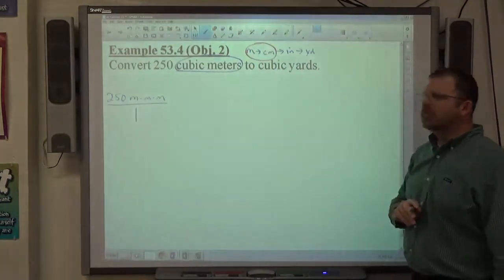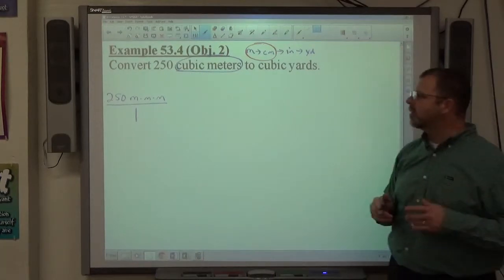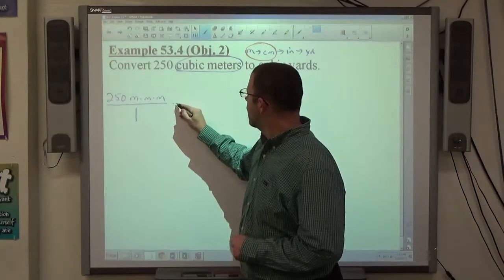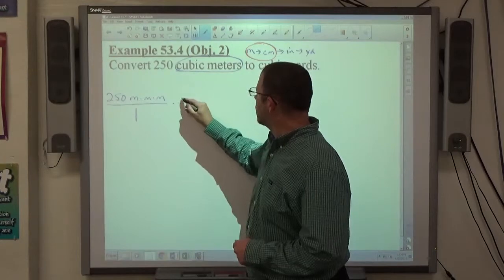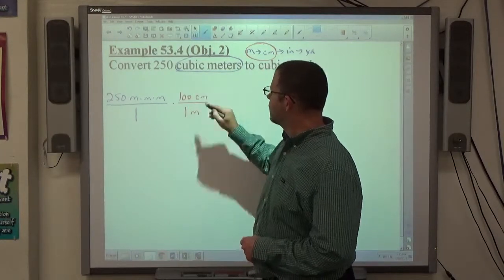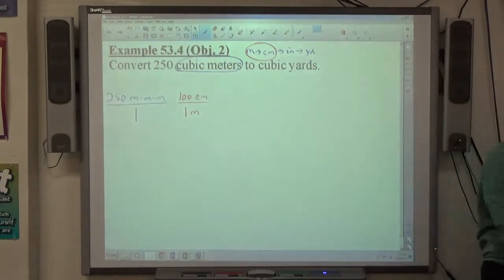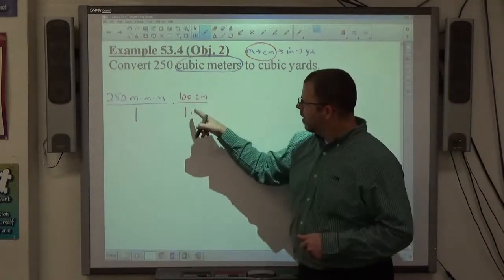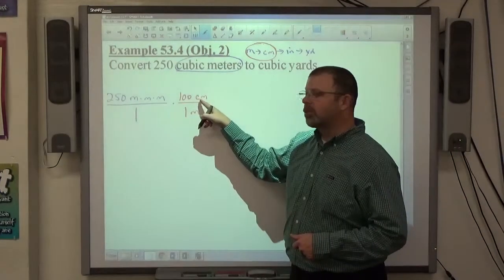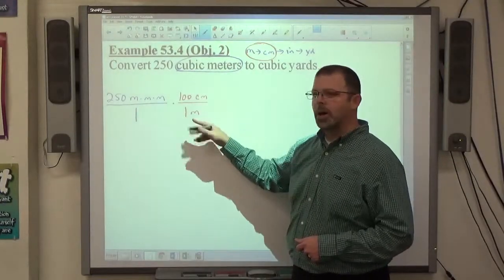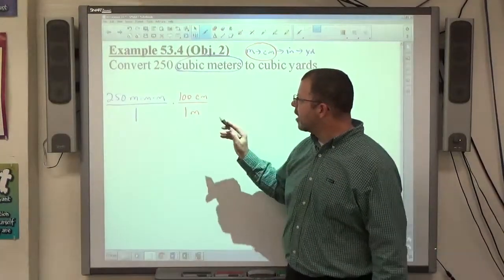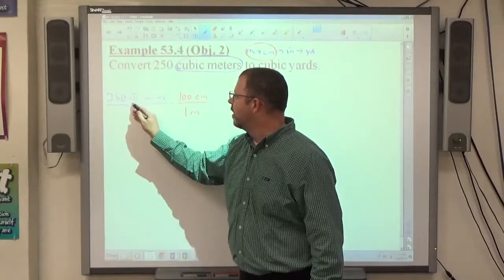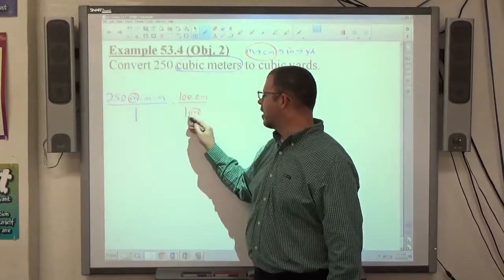Every one of these conversions I'm going to do, I'll use different colors to represent what I'm doing. I'm changing from meters to centimeters. The fact about meters and centimeters is that 1 meter is equal to 100 centimeters. You always use true facts about the units to put things where they belong. 100 centimeters and a meter are equal to each other, so this equals 1. I multiply by 1, which doesn't change the value.